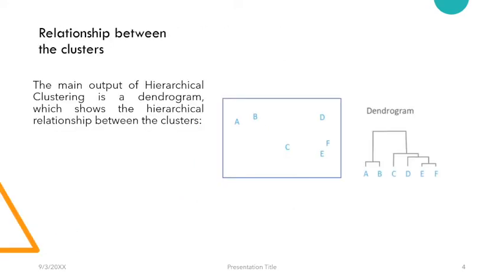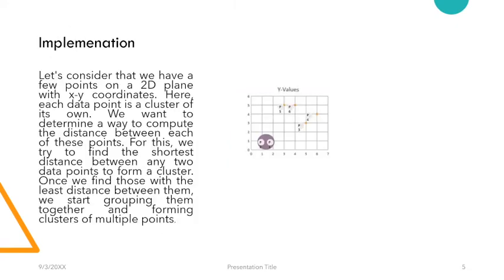What exactly is the relationship between the clusters is that the main output of hierarchical clustering is a dendrogram, which shows the hierarchical relationship between the clusters. Now let's move on to the implementation part.